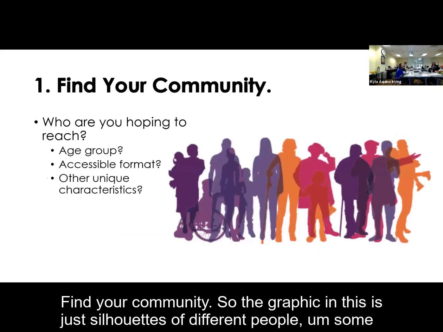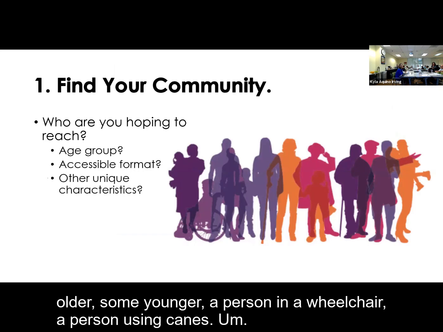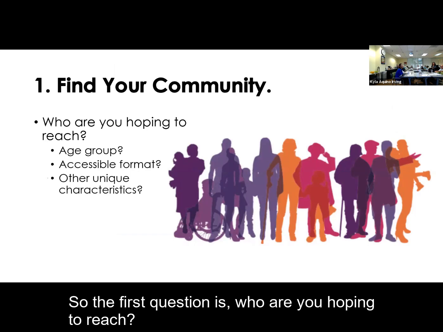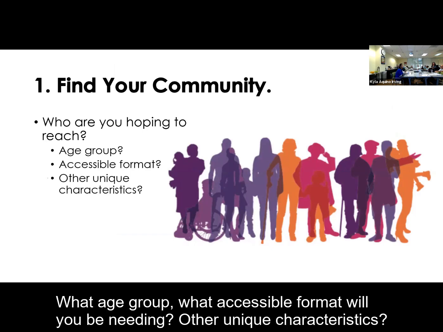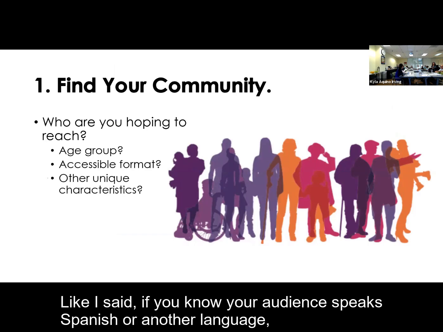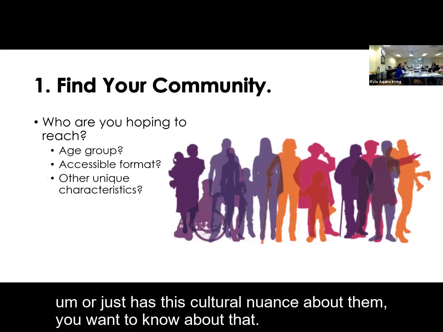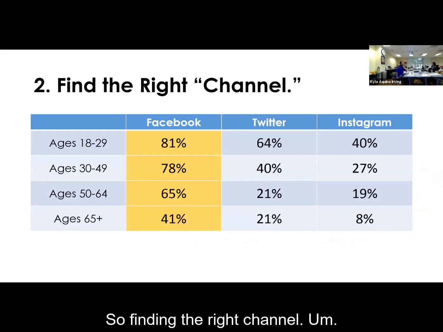Find your community. So the graphic in this is just silhouettes of different people, some older, some younger, a person in a wheelchair, a person using canes. So the first question is, who are you hoping to reach? What age group? What accessible format will you be needing? Other unique characteristics. Like I said, if you know your audience speaks Spanish or another language, or just has this cultural nuance about them, you want to know about that.